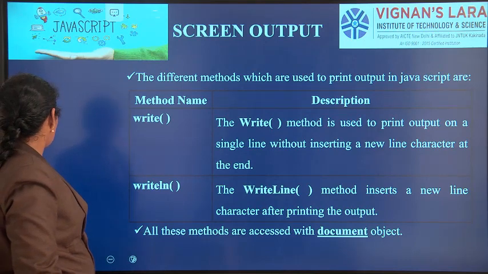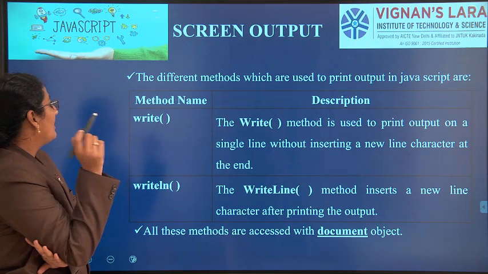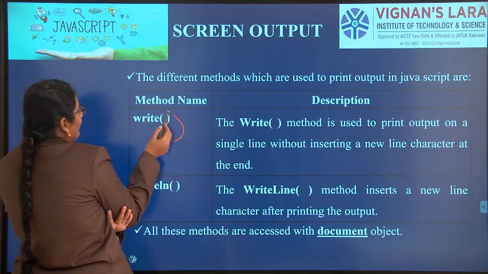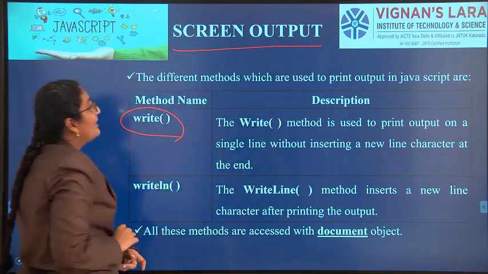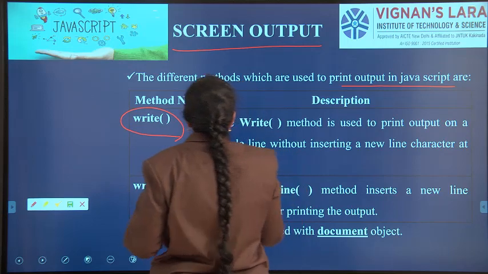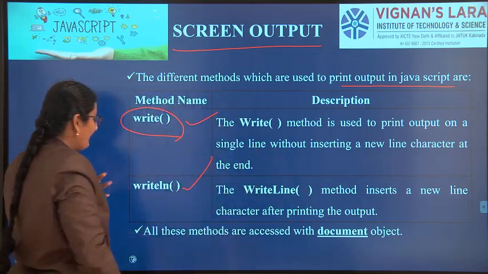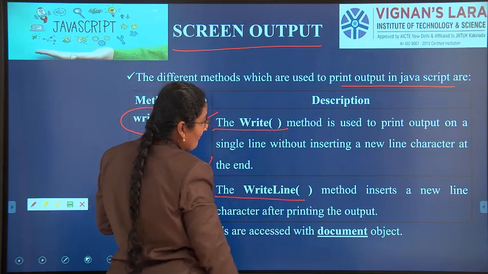So next topic, we will go into the next topic. As I already told you, write is to display output. So now we are talking about displaying output. To display output in JavaScript, we have two things, write and writeln. See here, write is also a method, writeln is also a method.